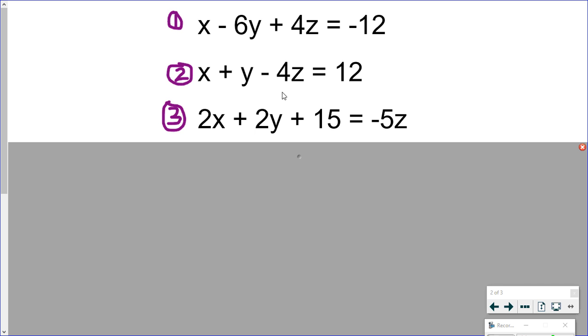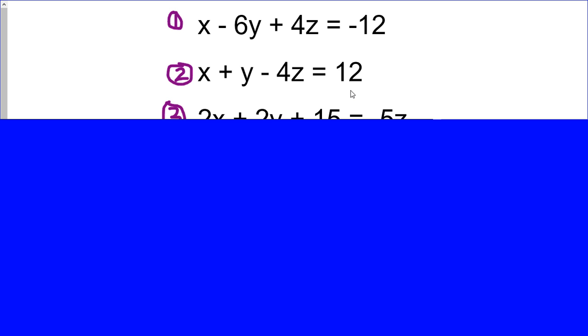Or it could be x's. It really doesn't matter which one you choose here. It's going to be about the same amount of work anyway, no matter which one. I chose x's. I wanted to eliminate x's.